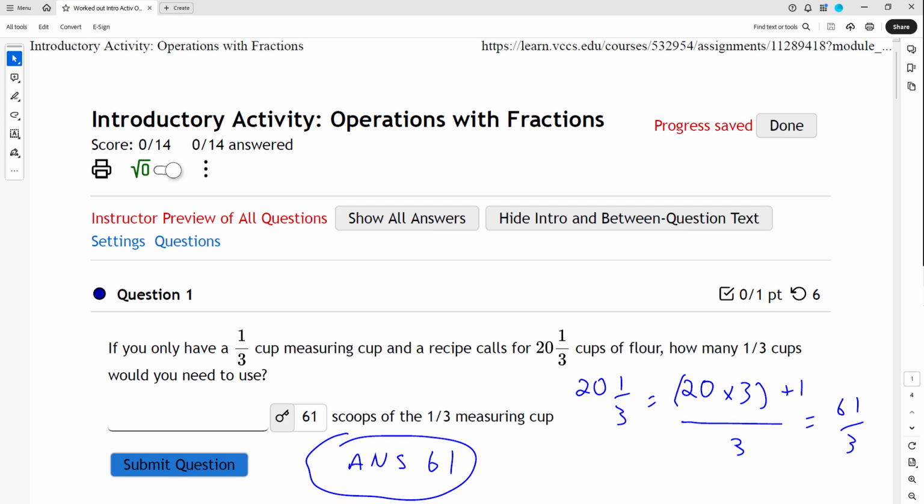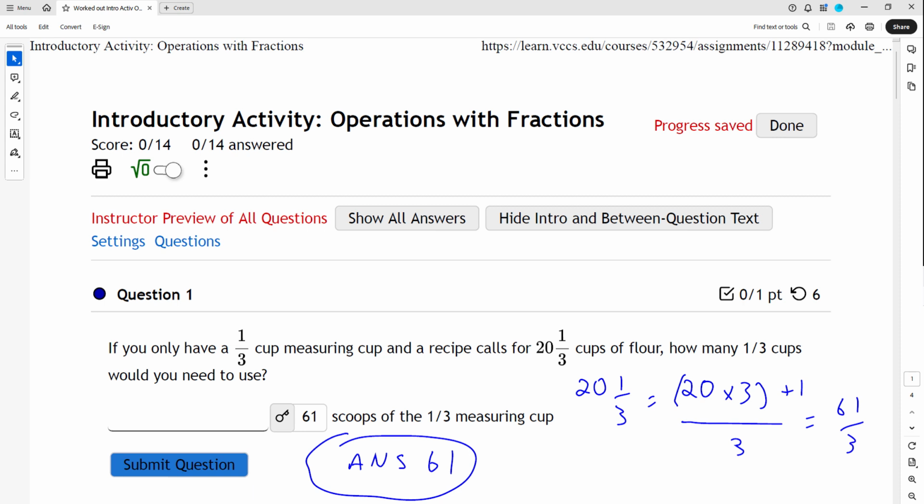If you have only a 1/3 cup measuring cup, and the recipe calls for 20 1/3 cups of flour, how many 1/3 cups do you need to use? The approach I took: if I have a 1/3 cup and I need 20 1/3 cups, how many 1/3 cups do you need to use?